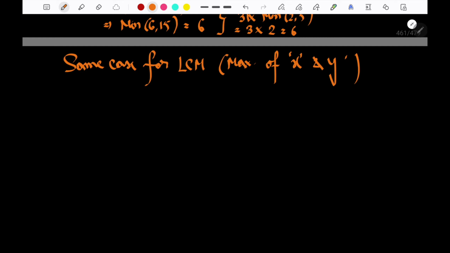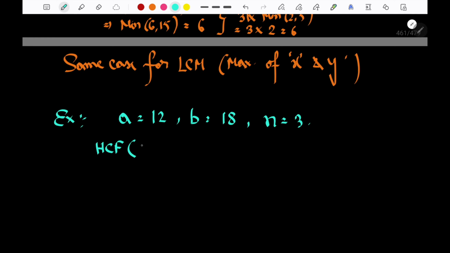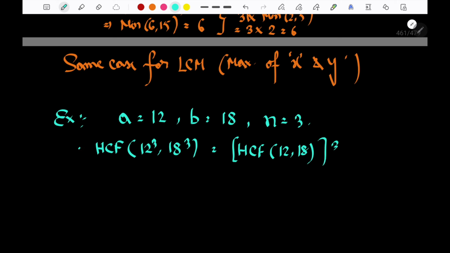Okay. Now suppose I take another example. Let's say for HCF, if we are taking some other value, say a is equal to 12, b is equal to 18, and choose n as 3. Now what we are trying to check? HCF of 12 cube comma 18 cube is equal to HCF of 12 comma 18, whole cube. That is what we are required to prove. Now how do we do it?